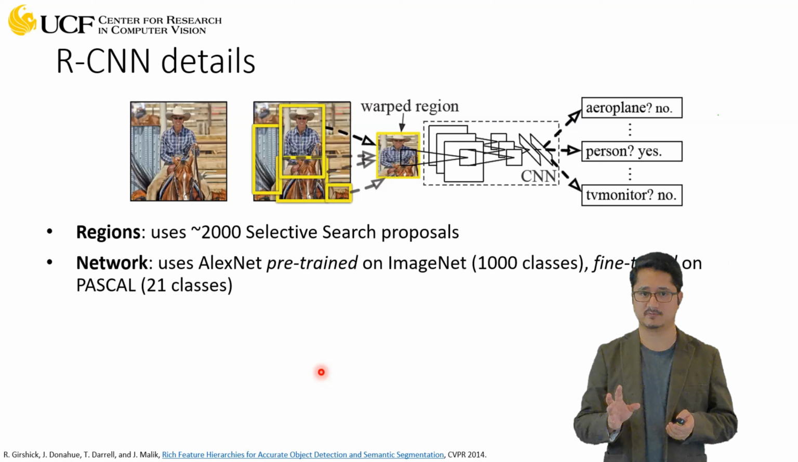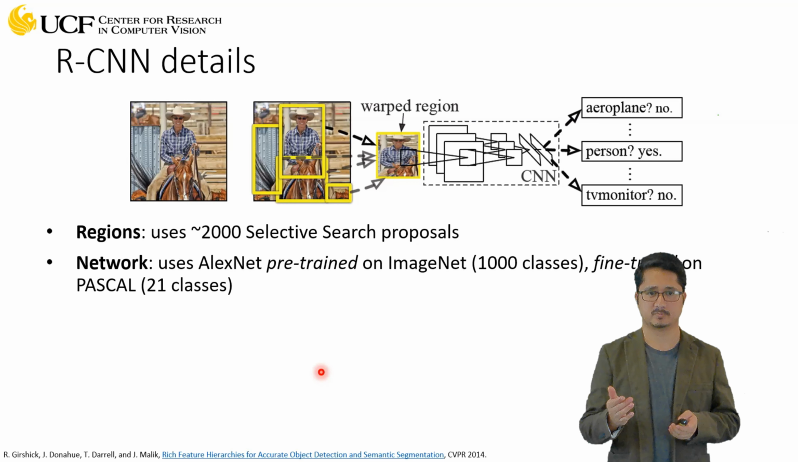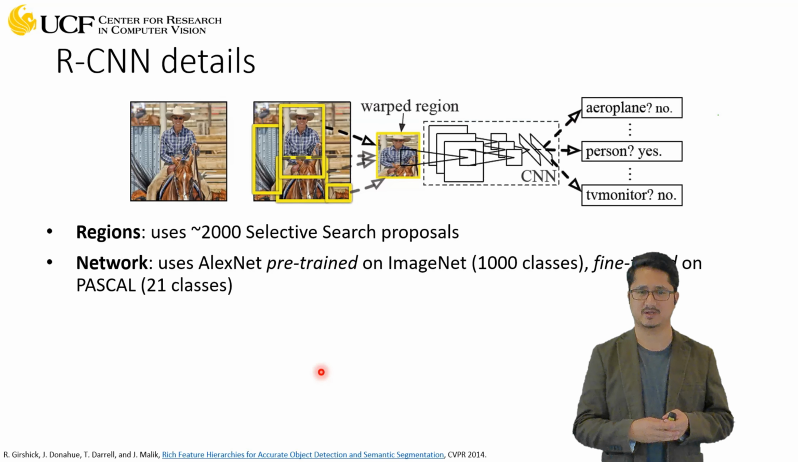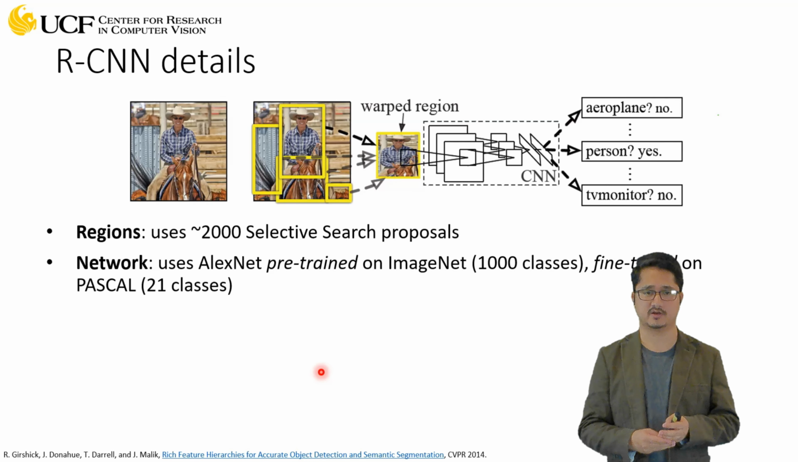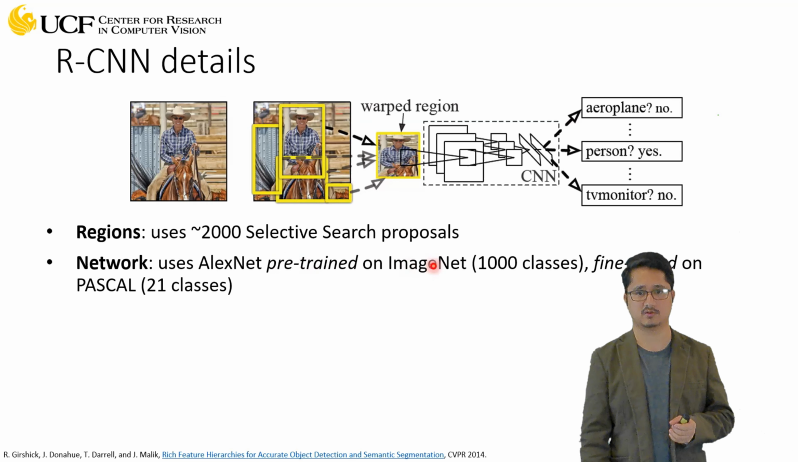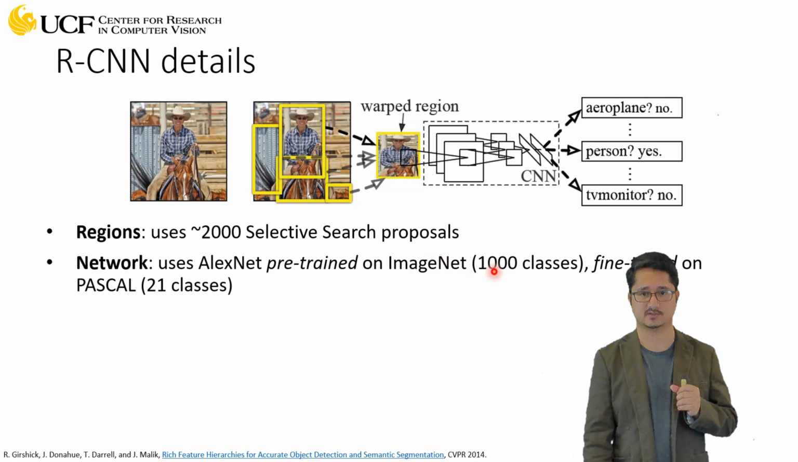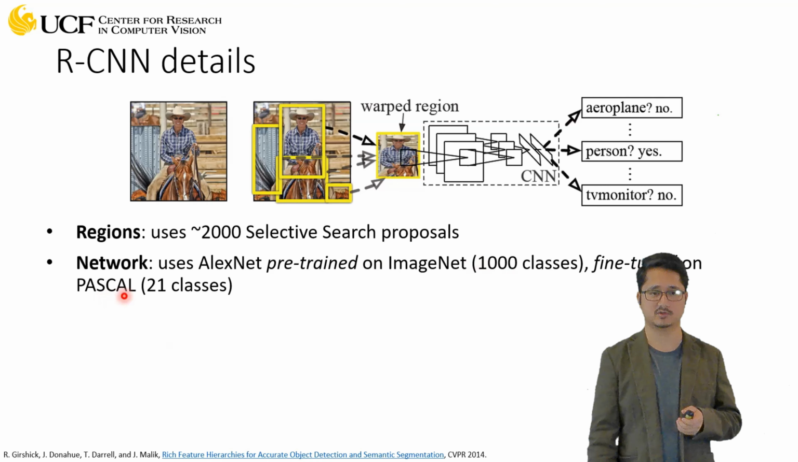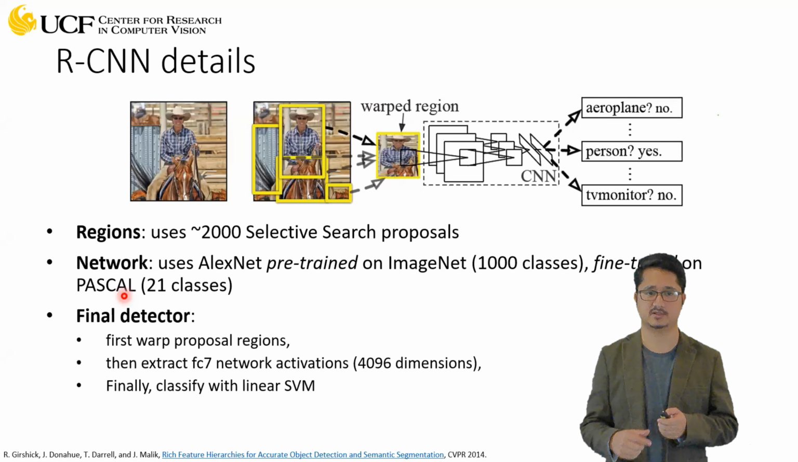Okay, so regions roughly 2,000, as I said. And as a backbone, I think AlexNet was used because that was the architecture which was available at that time. And it was pre-trained on the ImageNet dataset where we have 1,000 different classes. And ImageNet at that time was just for classification. So later it had to be fine-tuned with Pascal VOC, which is an object detection dataset.